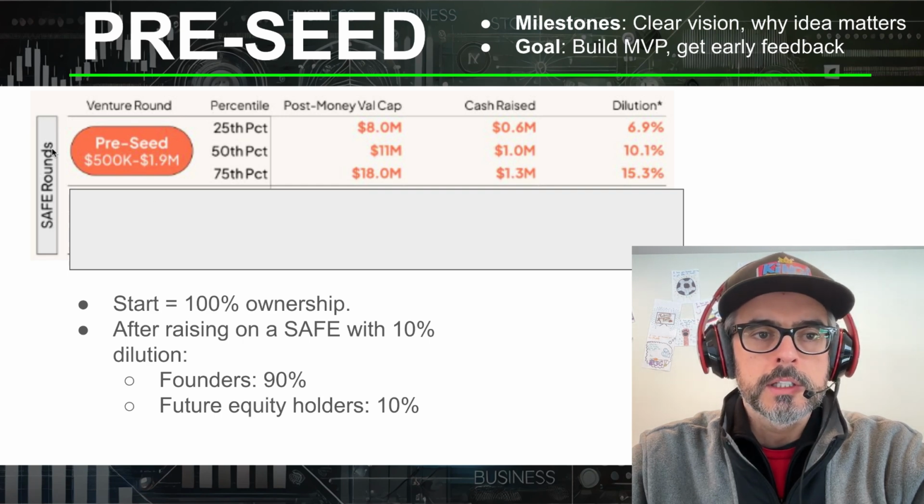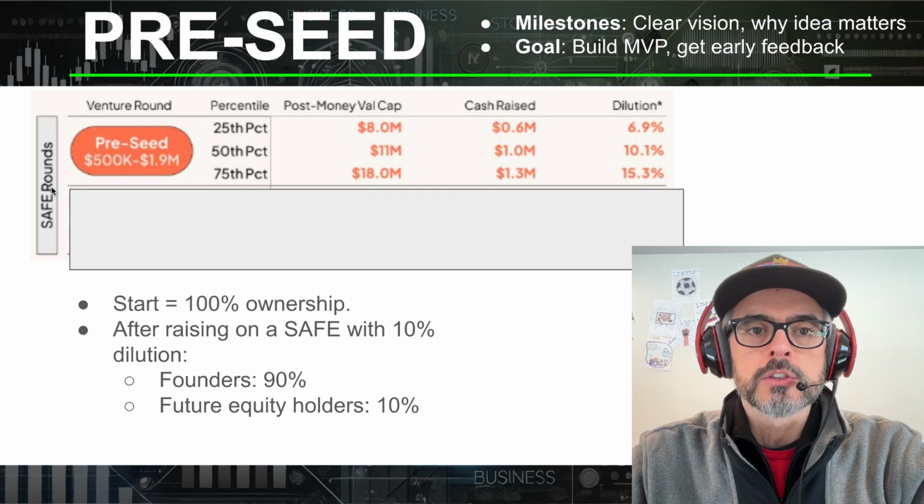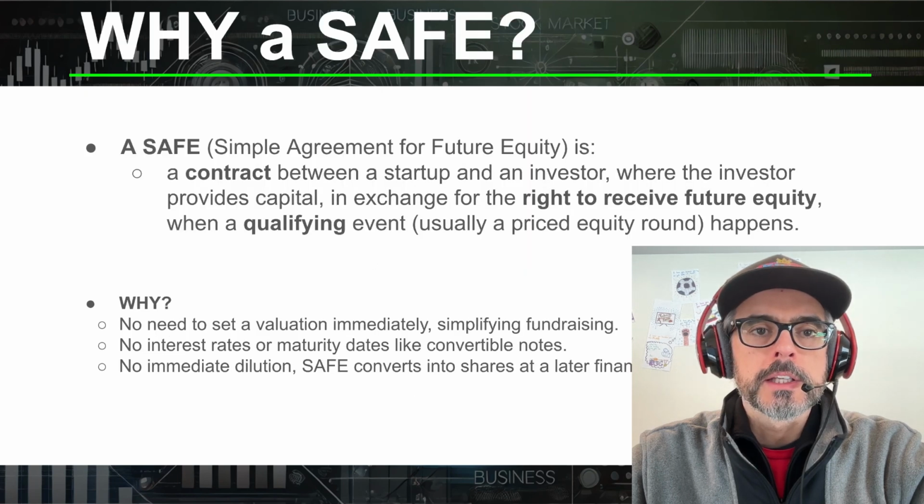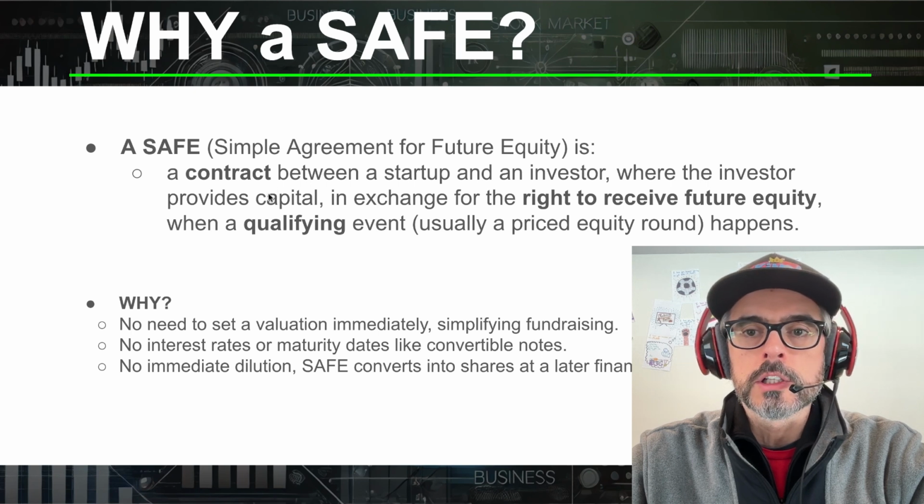And a SAFE round is basically a bit different to a traditional price round. A SAFE is basically a simple agreement for future equity. So this is a contract between the startup and the investor, where the investor provides some capital in exchange for the right to receive future equity when a qualifying event, usually a priced equity round, happens.